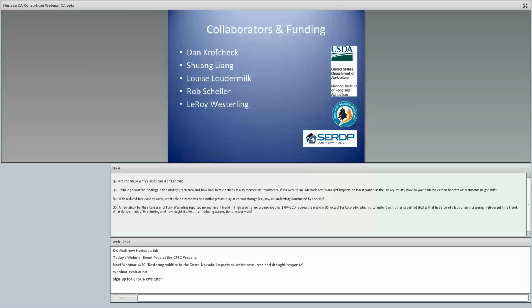So I'm embarrassed to say Leroy sent me that paper and I have not read it yet. It's on my to-do list. There's some work that's been done in the Sierra in particular that showed trends of increasing fire severity, but really we're not making assumptions about increasing rates of high severity fire. That's not something we parameterize in the model.